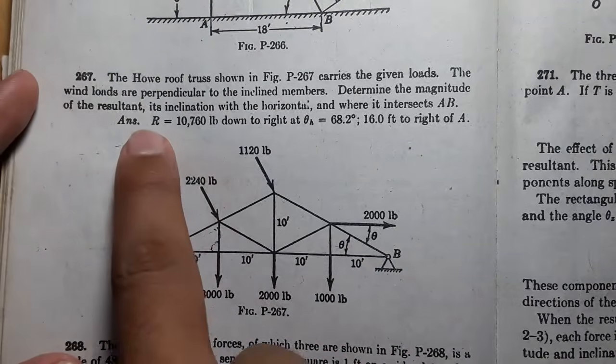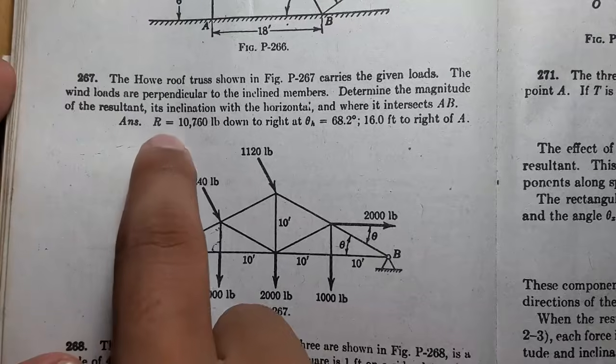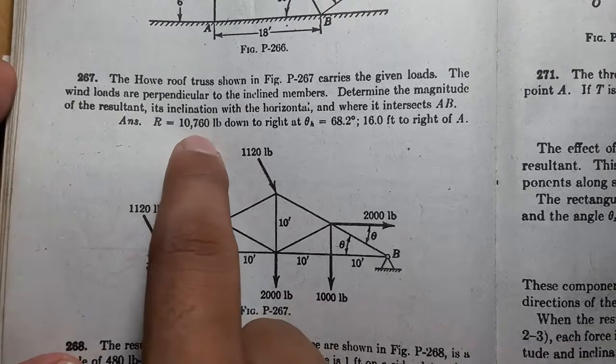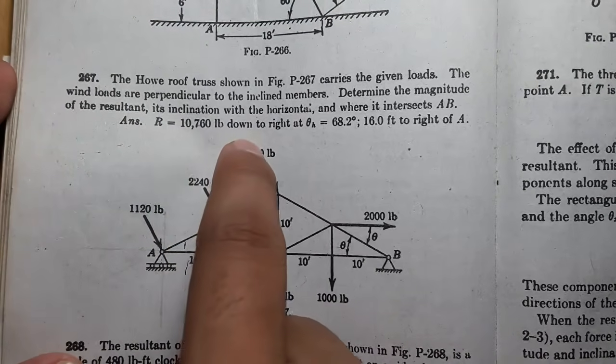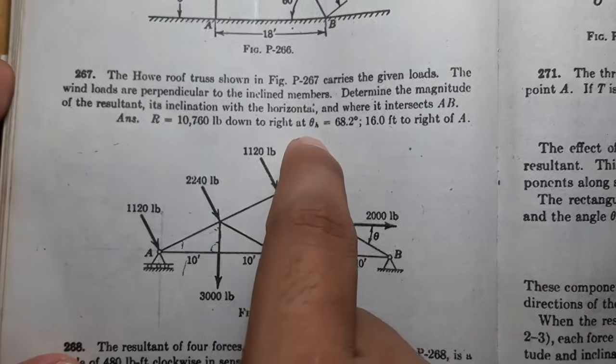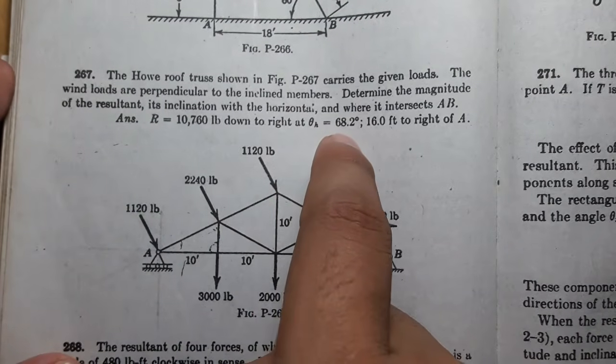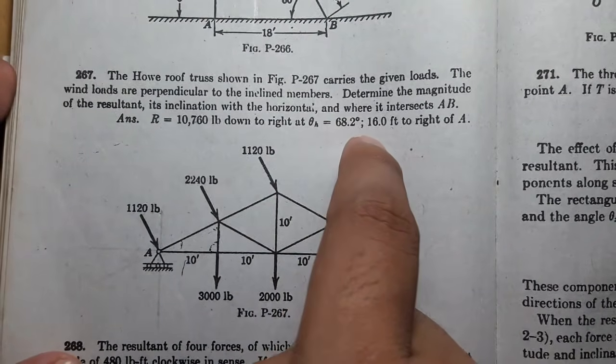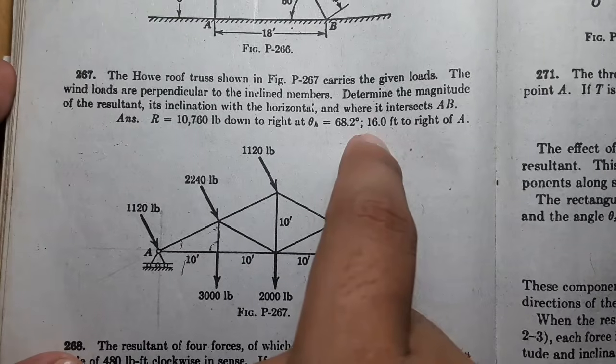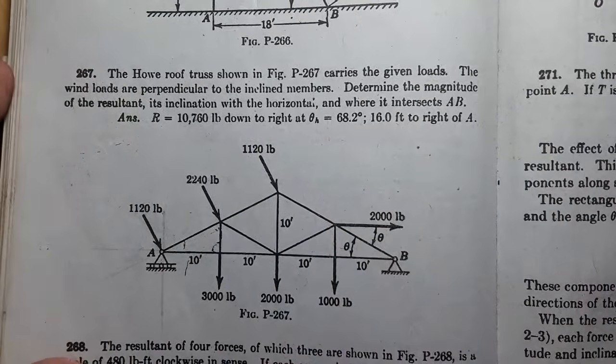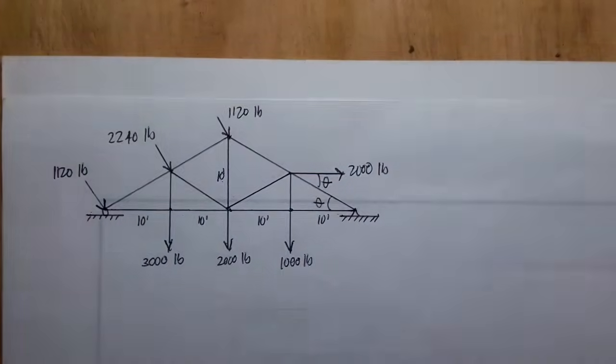We already have the answer, which is 10,760 pounds down to the right at 68.2 degrees and 16 feet to the right of A. So let's begin.